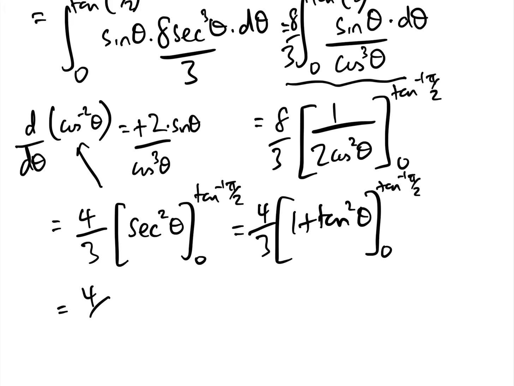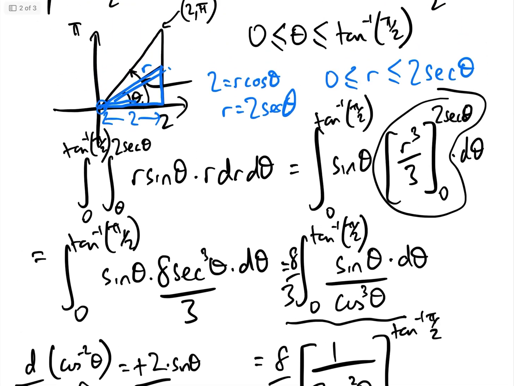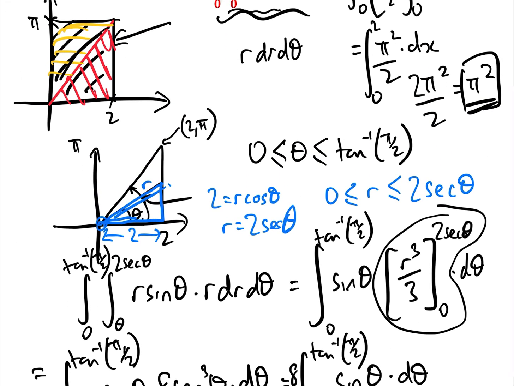Okay, and we are very closely there now, which equals 4 over 3. 1 plus, well, obviously, if theta is tan to the minus 1 of pi over 2, then tan of tan to the minus 1 is pi over 2. So that's pi squared over 4 minus 1, which equals pi squared over 3. So basically the integral just over the red bit is pi squared over 3.